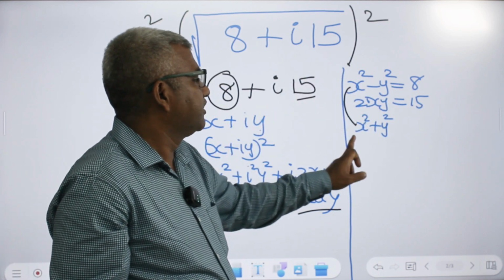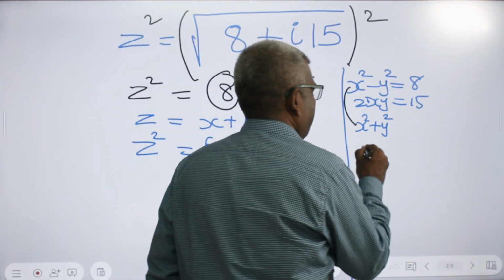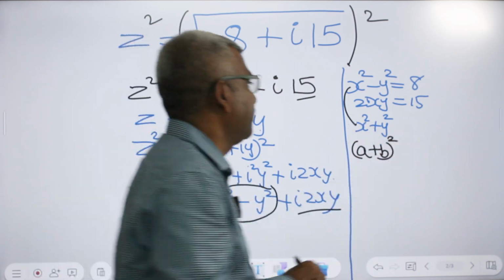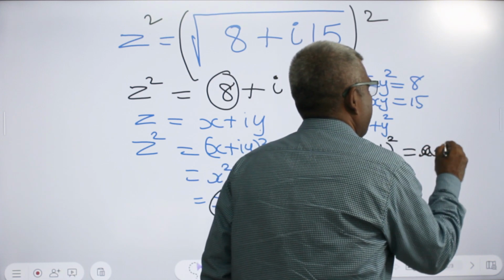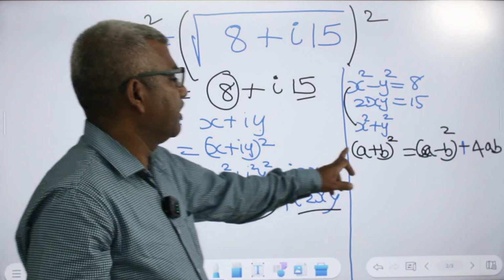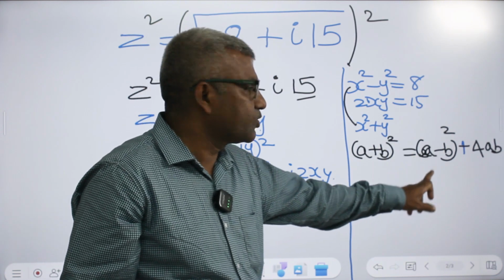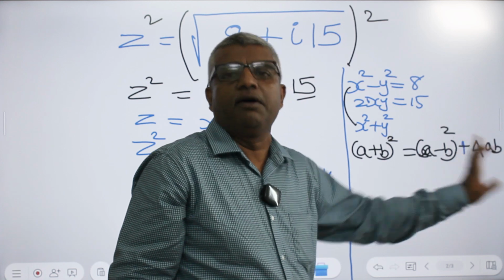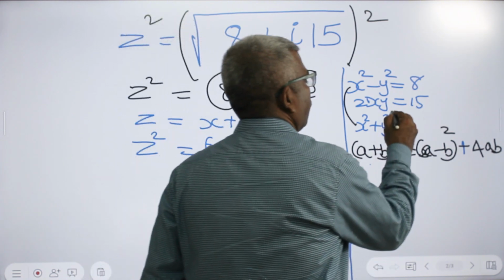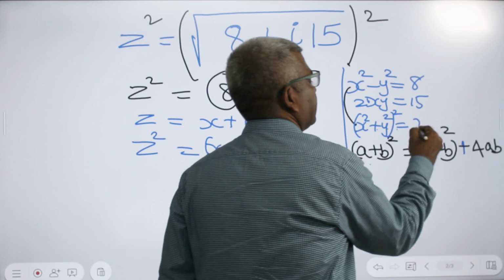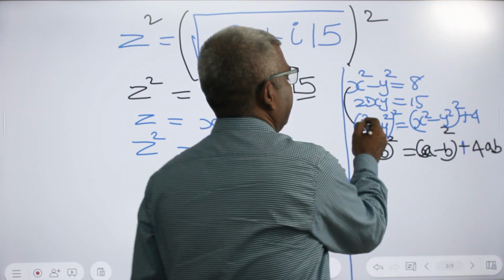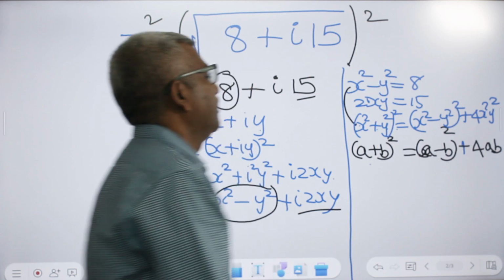Now our question is how to find x squared plus y squared from x squared minus y squared. This looks like a minus b, and this looks like a plus b. We know one formula: (a plus b) whole squared is a squared plus b squared plus 2ab, which equals (a minus b) whole squared plus 4ab, because a squared plus b squared minus 2ab plus 4ab gives plus 2ab. Apply this here: (x squared plus y squared) whole squared is (x squared minus y squared) whole squared plus 4ab, where a is x squared and b is y squared. Got it?